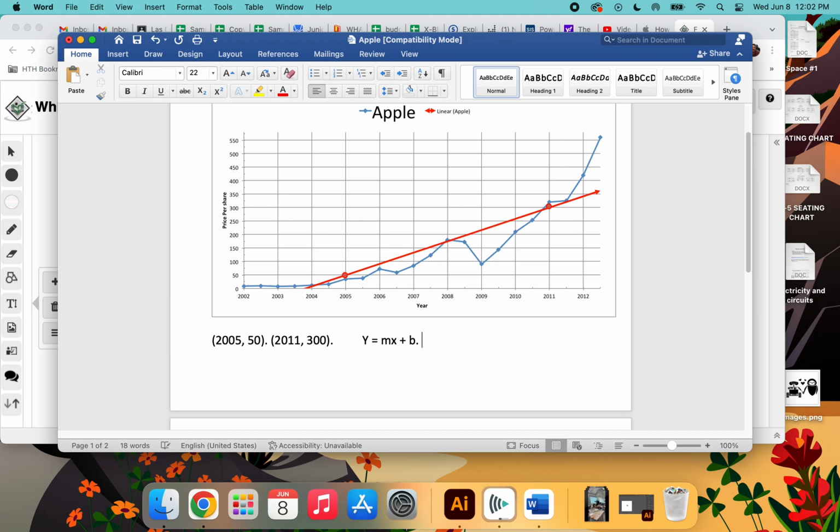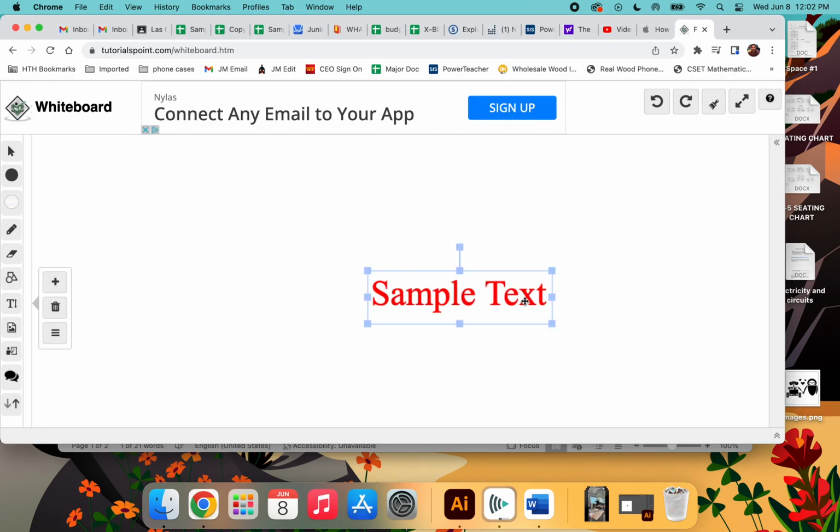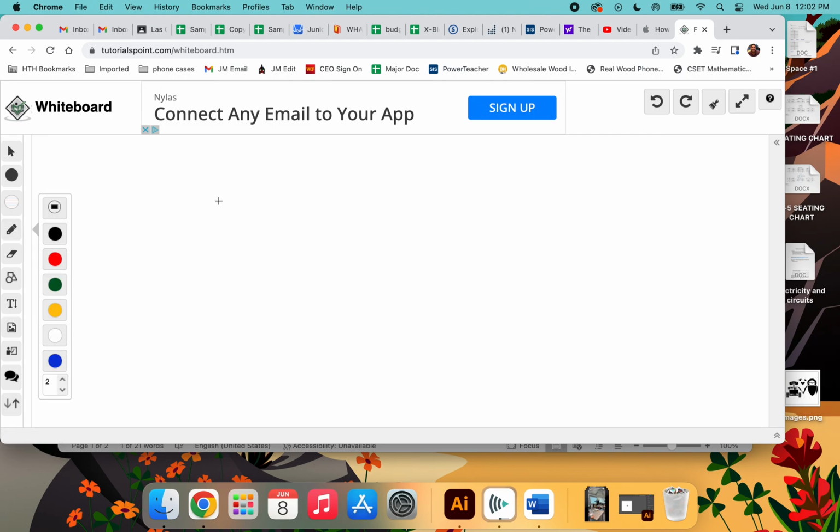The first thing I need to find is the m, which is the slope. Let's do that on a whiteboard. I know that it's 300 minus 50, the y minus y over the x minus x. Pardon the really bad drawing, but that's the y minus y on top to find the slope.